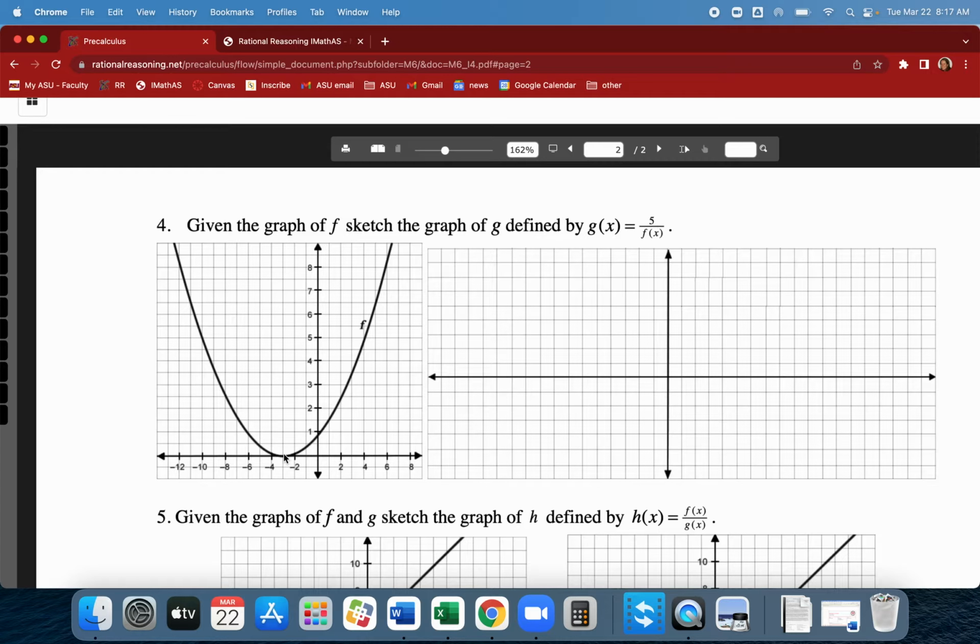And everywhere else it's going to be positive because I'm taking reciprocals of positive numbers and then multiplying by 5, if you want to think of it that way. What I'm saying is 5 times 1 over f of x is the same as 5 over f of x. Reciprocal and then multiply by 5, that would be the same because of how we multiply fractions.